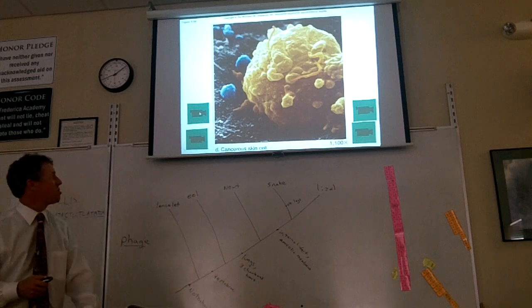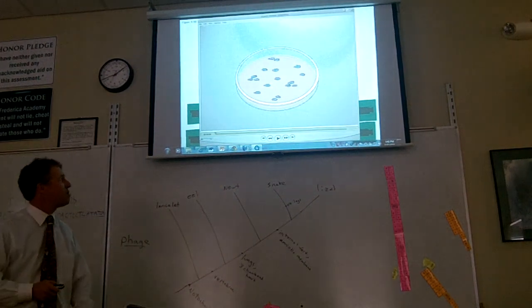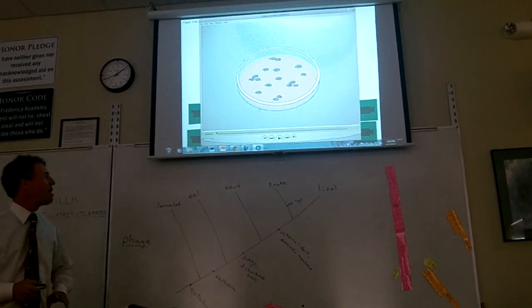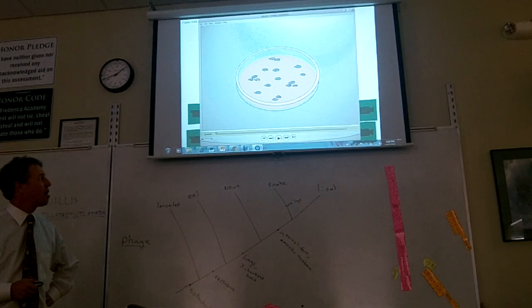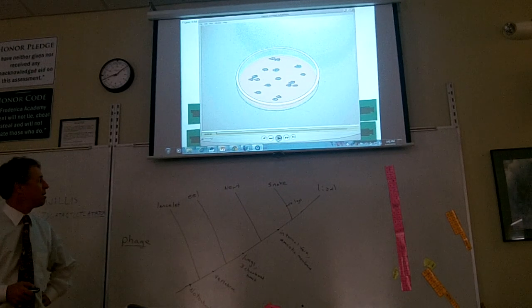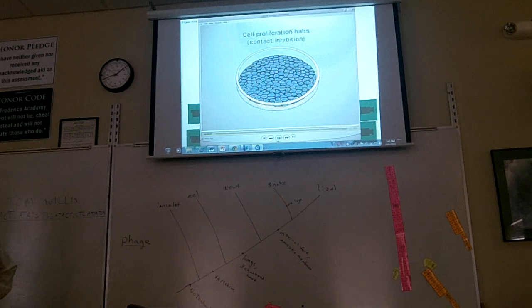There's another thing cancer cells have that normal cells don't. Cancer cells don't have what's called contact inhibition. These are some normal cells growing on a plate. Let's listen to it.